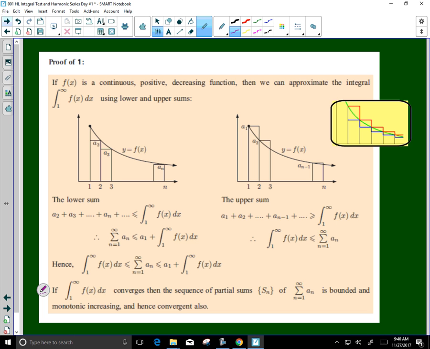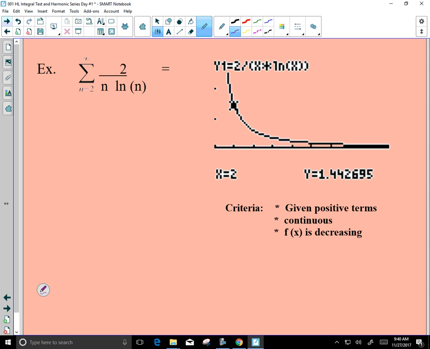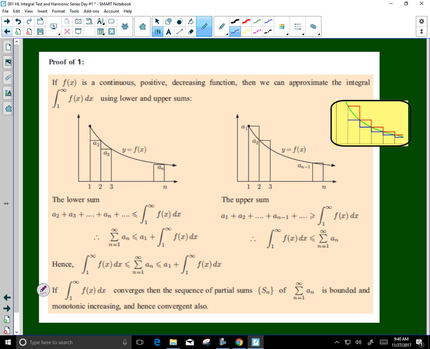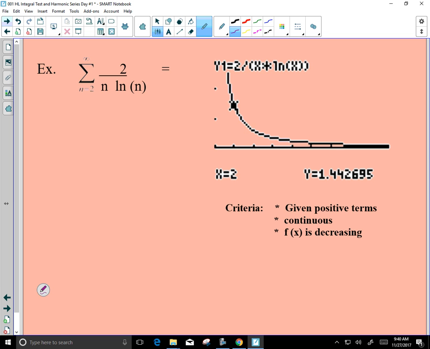I think I have the proof of it. You can look at it using the Riemann sums, and you're welcome to look at those. There were 2 proofs, but I'm actually going to just go to some examples here. Once you do this, you need to have the 3 criteria: positive terms, continuous and decreasing on the interval. We're going to prove that from n equal to 2 to infinity, this series is going to converge. Now let's write it out first, just so it makes a little sense.